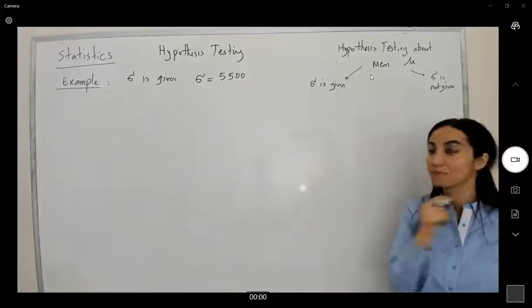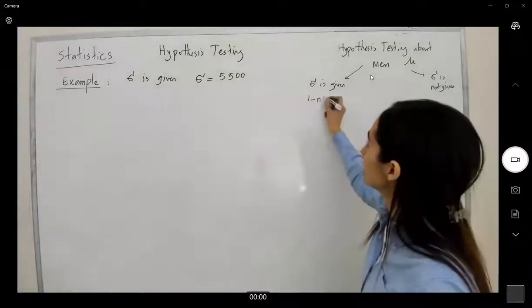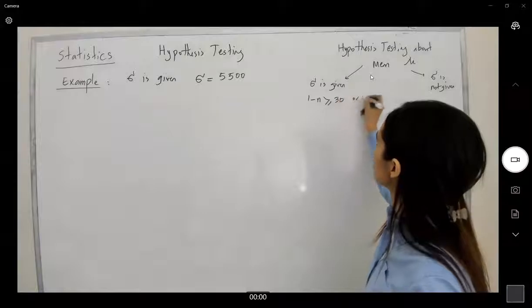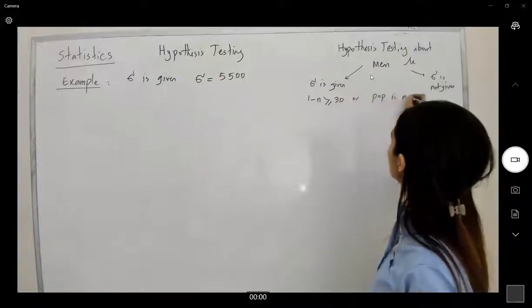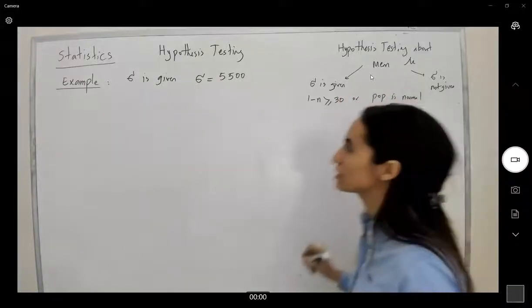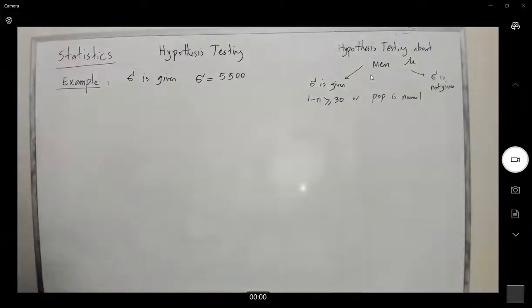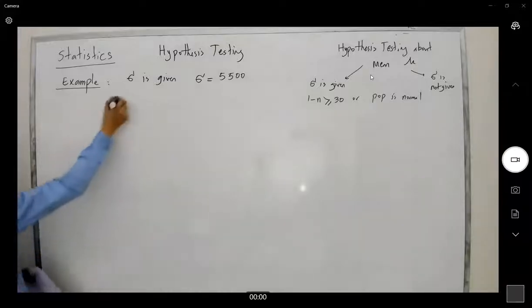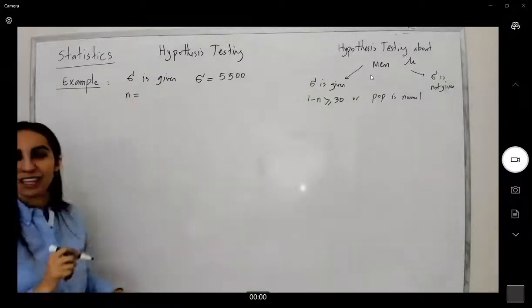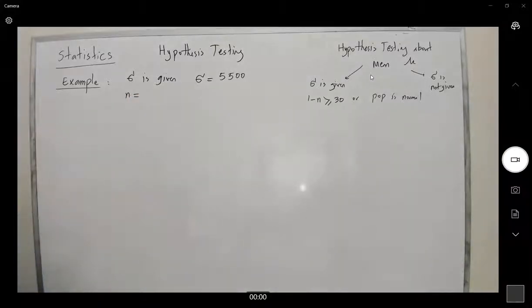Is n greater or equal to 30? Is n greater than or equal to 30 or population is normal? Which case is this in this example? What is our n? Population is normal. Very good. What is our n? N is equal to 20.